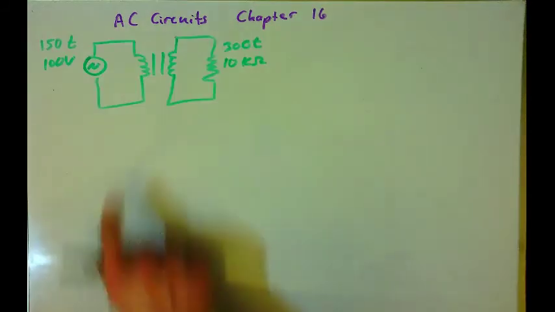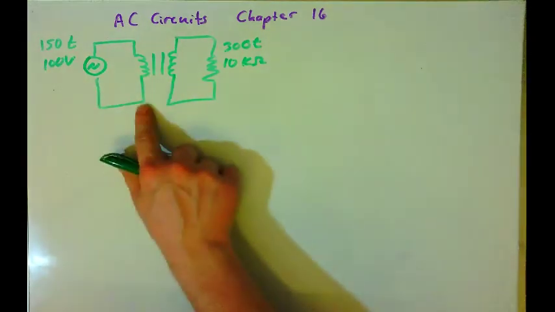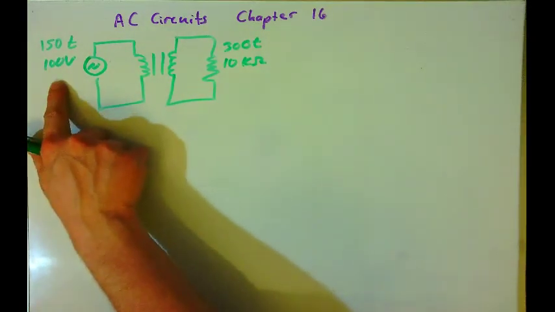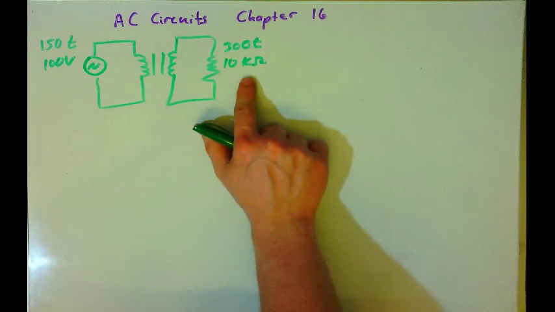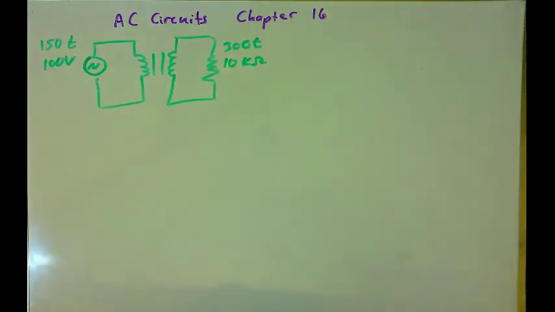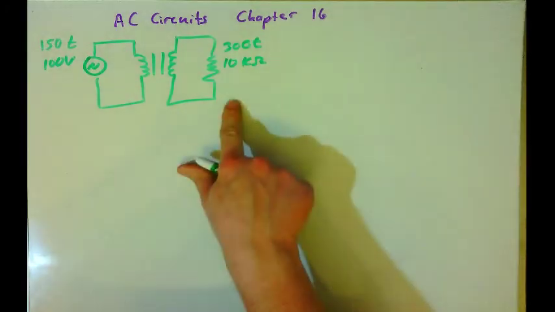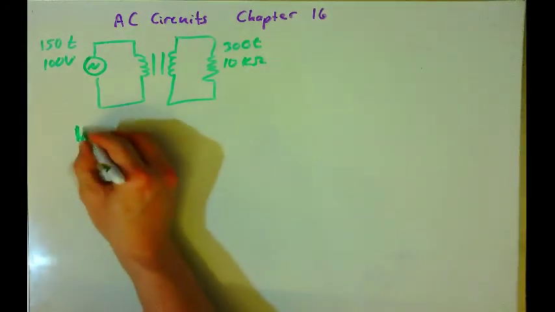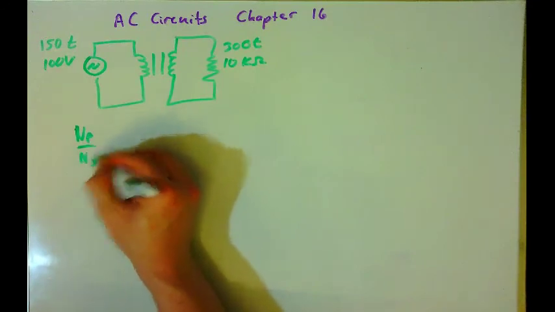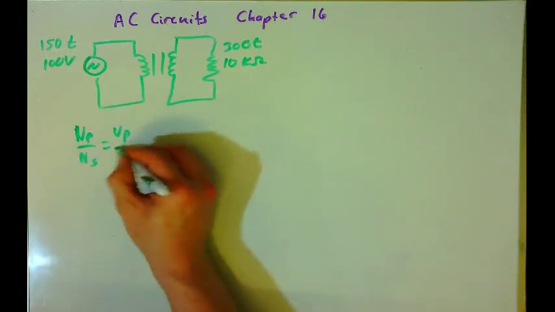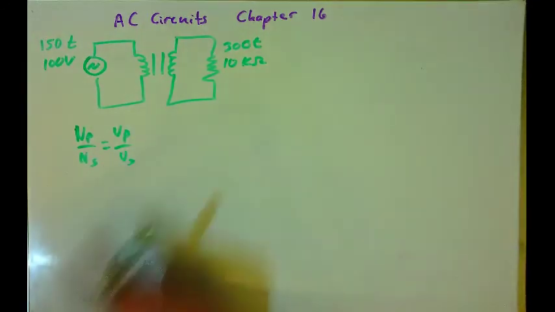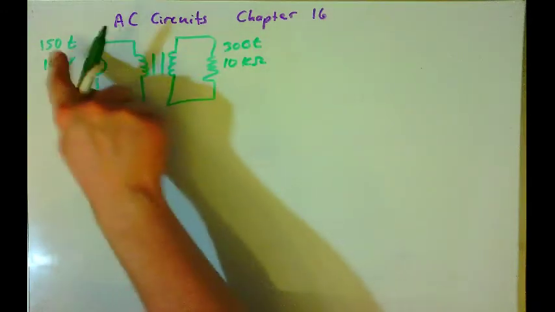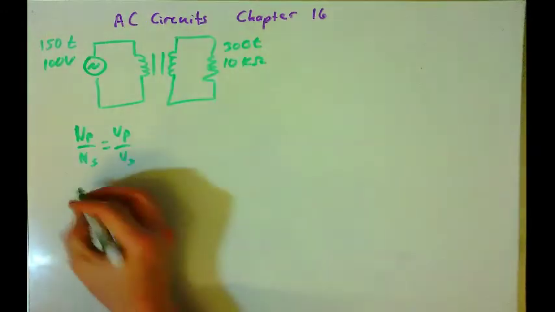In this example we have a transformer circuit where we have 150 turns in the primary with 100 volts AC. On the secondary we have 300 turns and we have 10 kiloohms of impedance. And so we'll start by finding the voltage in the secondary. So the turns ratio is equal to the voltage ratio. And so the turns ratio is 150 to 300.